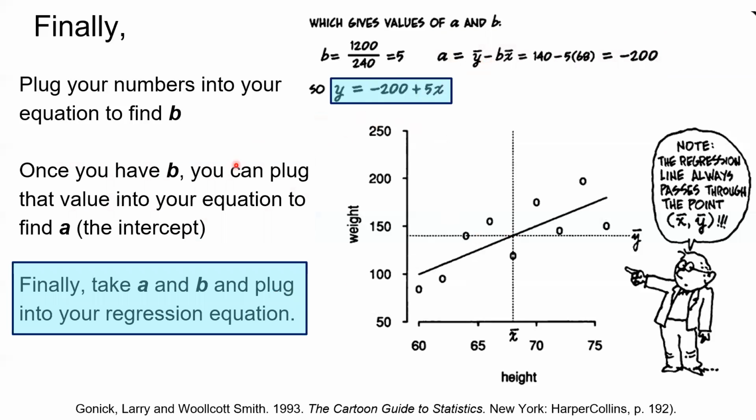And then the last step, we have found B and we've found A, so we can write our regression equation. We just plug those in. So we take A and B and plug them into our regression equation. So our regression equation for the relationship between height and weight is Y equals negative 200 plus 5X.